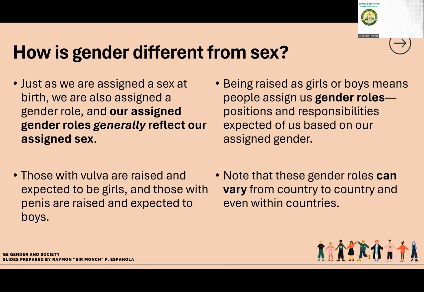Meaning, if a baby has a vulva, people would expect that baby to be a girl, to be a woman, to be feminine. Again, these are expectations and these are external from the person, from the baby. On the other hand, if a baby is born to have a penis, generally the gender expectation or the gender roles that are assigned are those of stereotypically being a man.